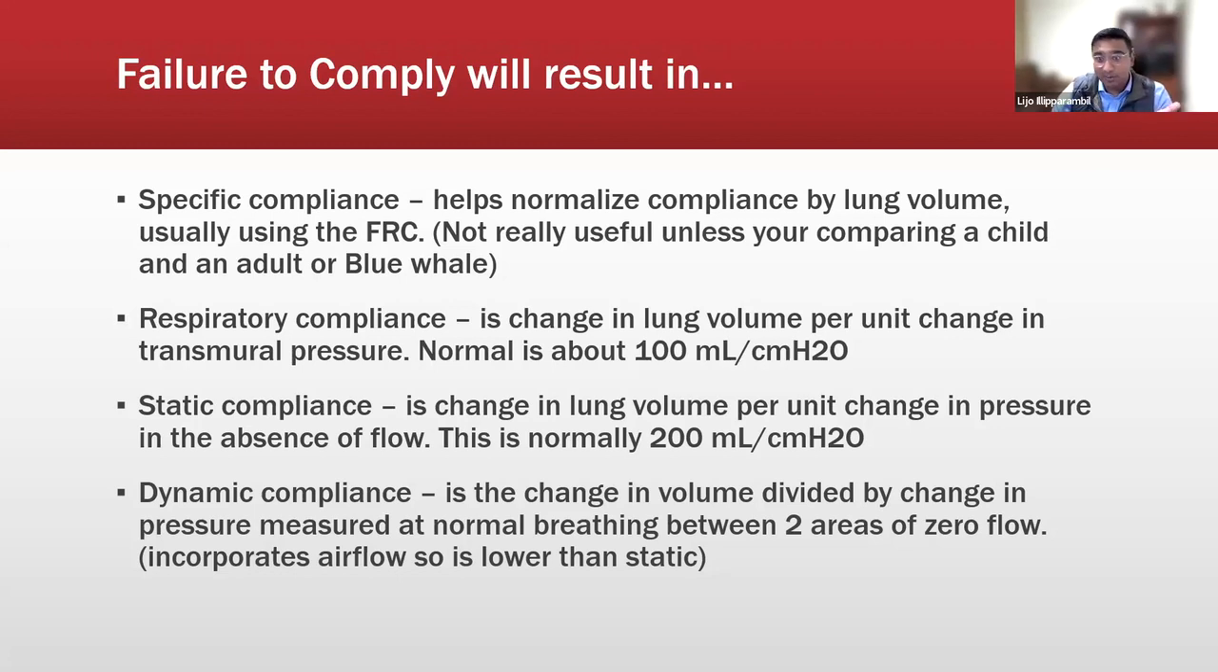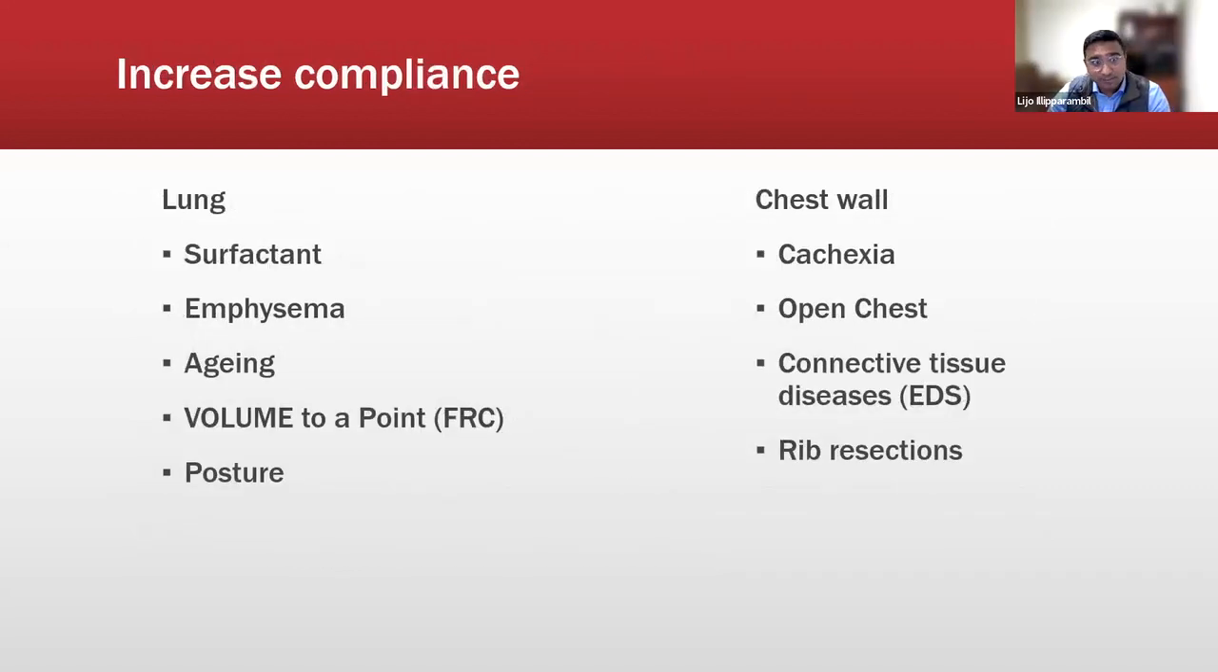Dynamic compliance is the one we really use most of the time. It's actually the change in volume divided by change in pressure measured at normal breathing between two points of zero flow, right? And that's the one we use generally when we assess a patient. However, a relationship between dynamic compliance and static compliance can actually give us a lot of information about airways disease and things like that. So, what are the things that increase compliance?